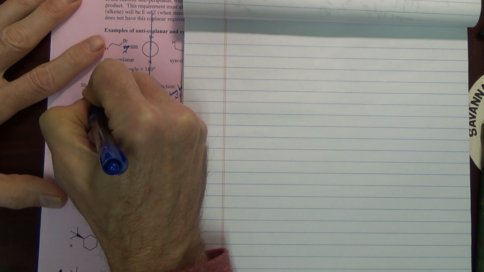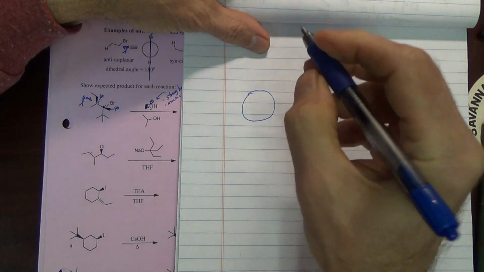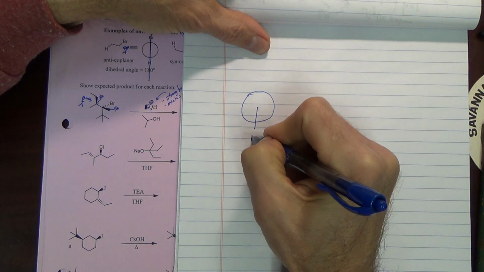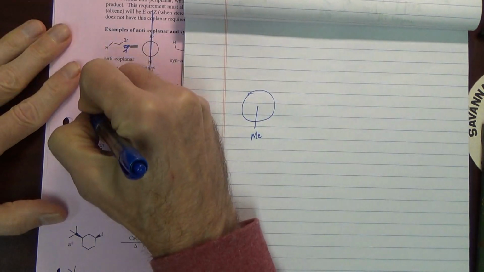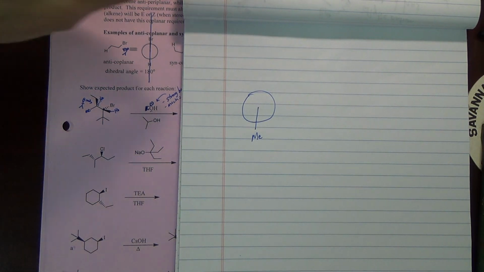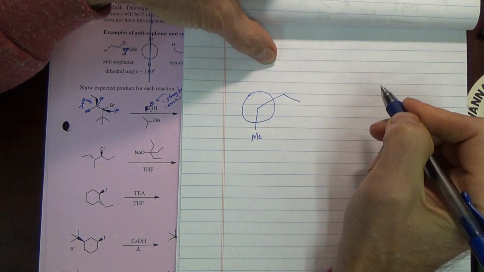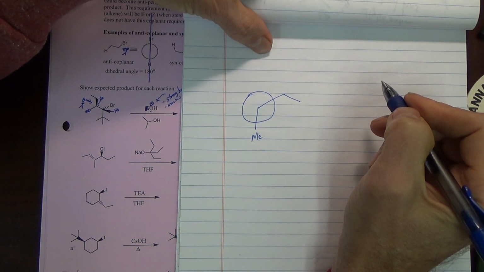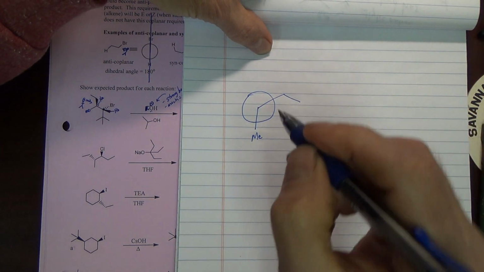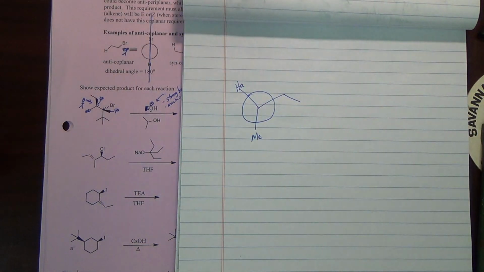Let's stand over here, look through here, and what do I see? I see a methyl coming straight down. Okay, I can clarify that as methyl. I see an ethyl to my right, and I see a beta hydrogen, HA, to my left.